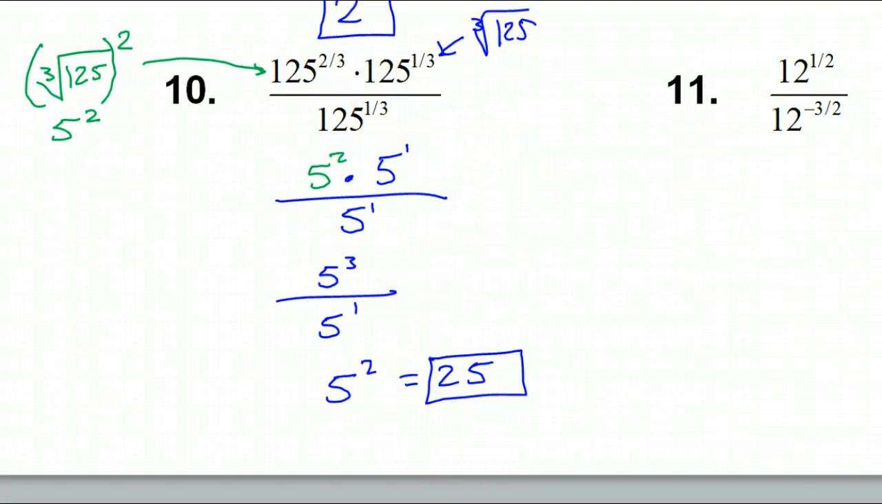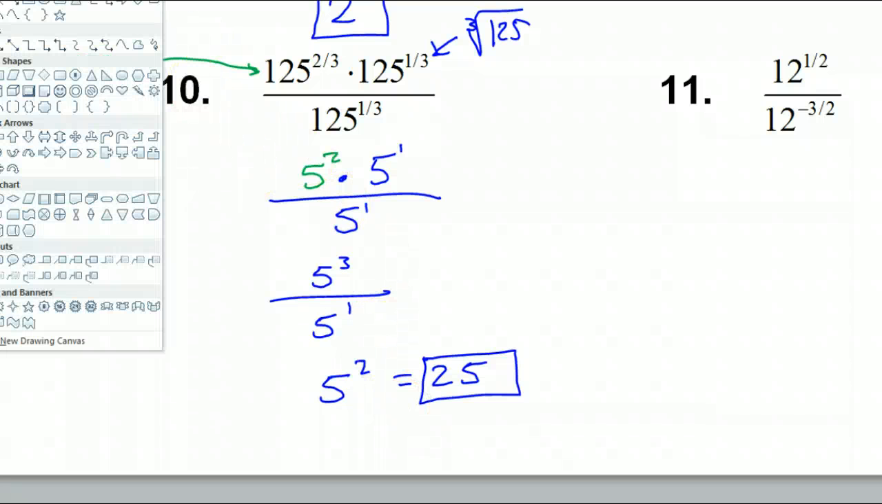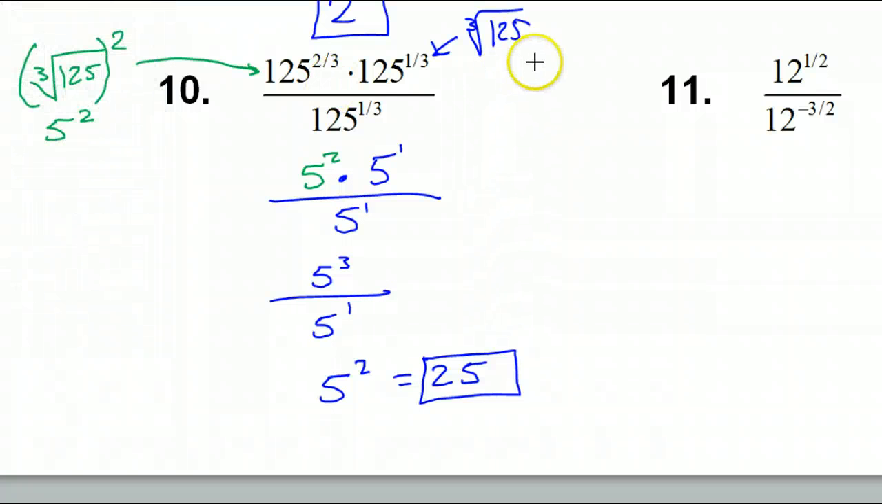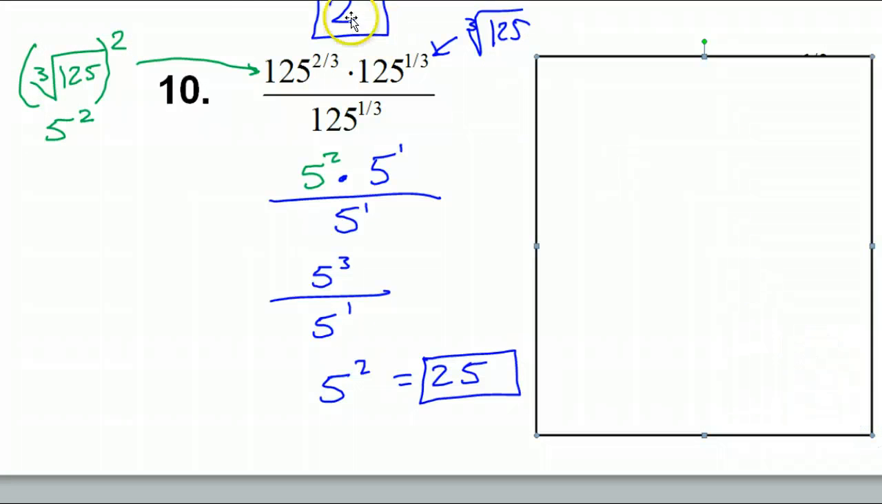I'm going to show you one other way to do it. If you like the way I just did it, you can probably just skip to another problem. But here's another way you might think about it. All right, here's an alternative way.